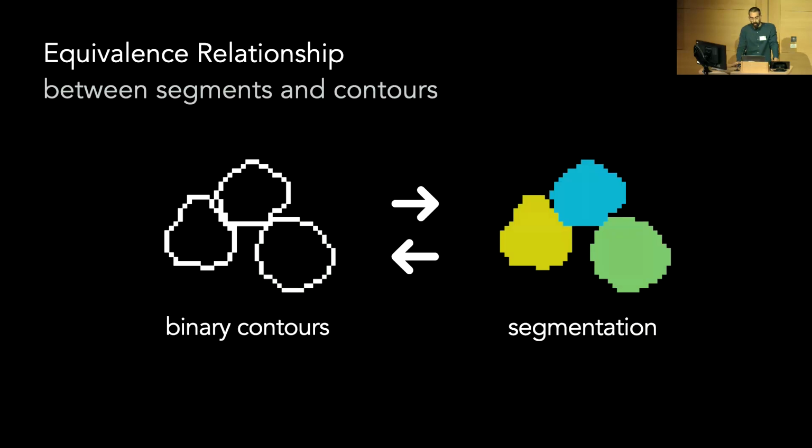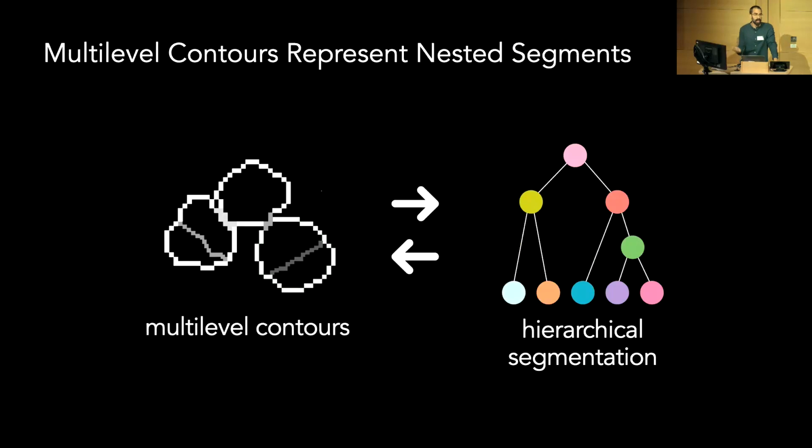And to do that, we explore the relationship between segmentation and contours. If you have a binary contour, you could fill each closed contour with a unique label and you'll be able to get a segmentation. If you have a segmentation, you mark the pixels that have neighbors with different values and you get a binary contour. And this relationship extends to multi-level contours.